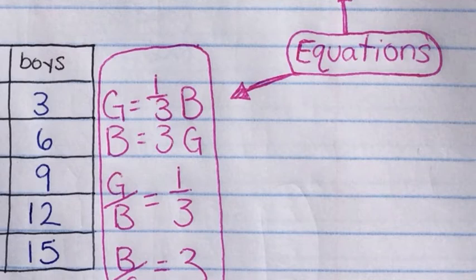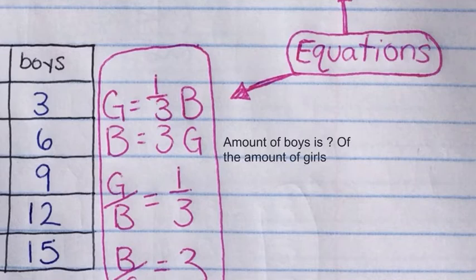It might look like the amount of boys is what fraction of the amount of girls? That's what we're going to try and figure out. Amount of boys is what fraction of the amount of girls?